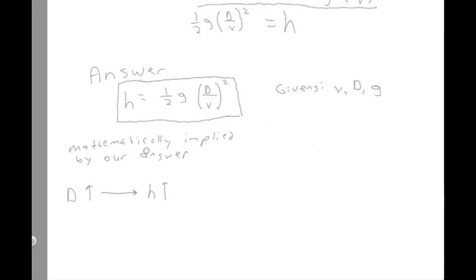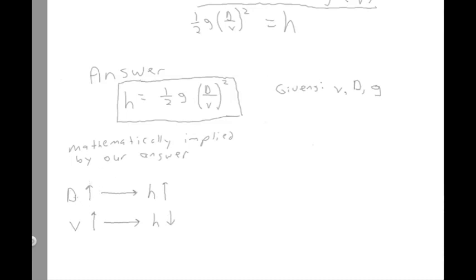Now that we know what's mathematically implied by our answer, let's actually ask what's mathematically implied about v. Suppose that we imagine increasing v in this answer. Mathematically, if we hold the other givens constant, would that cause h to increase or decrease? Well, notice that v is on the bottom of this fraction. I hope you know that if you make the bottom of the fraction bigger, that makes the entire fraction smaller. And that would make the whole right-hand side smaller, which would make h smaller.